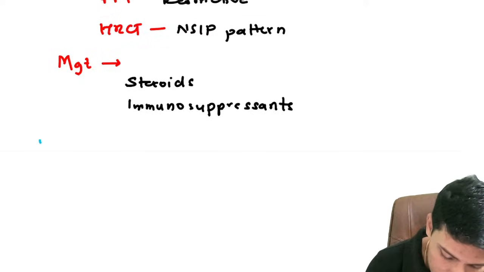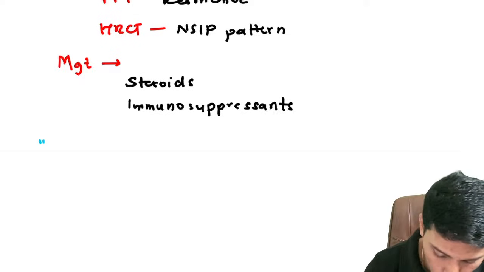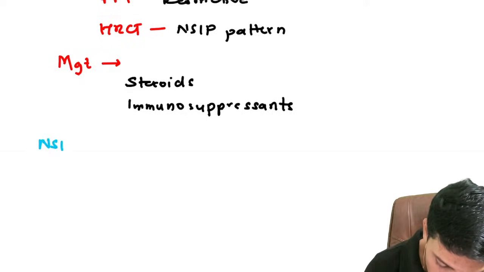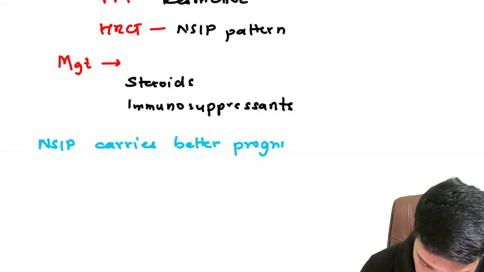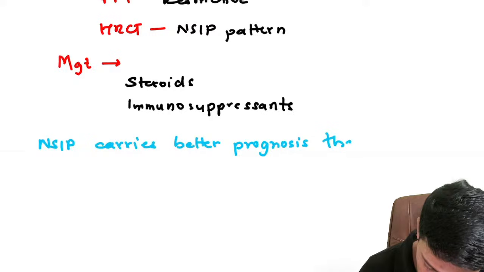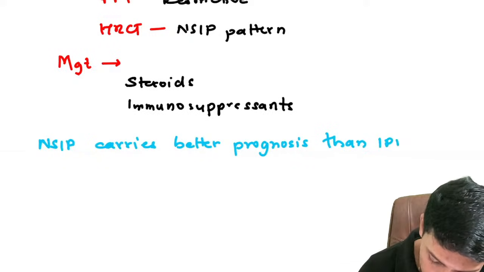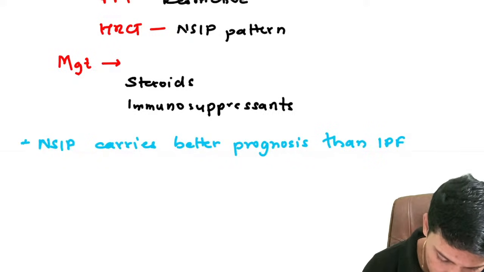So you can close your ILD discussion by writing this one note. The NSIP carries better prognosis than idiopathic pulmonary fibrosis. So with that, your ILD answer is complete.